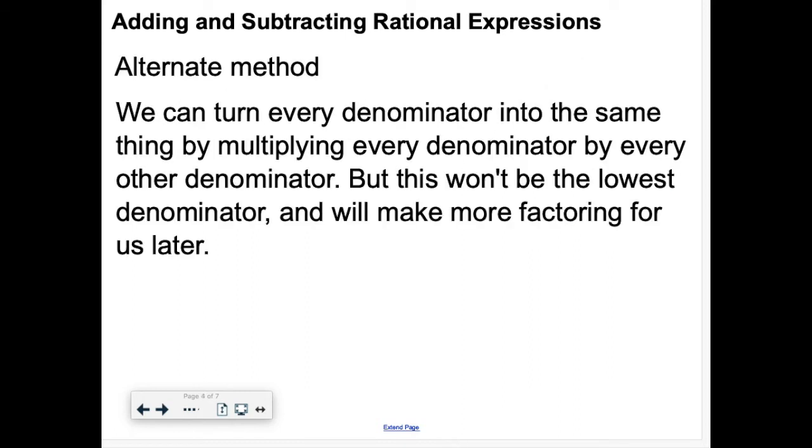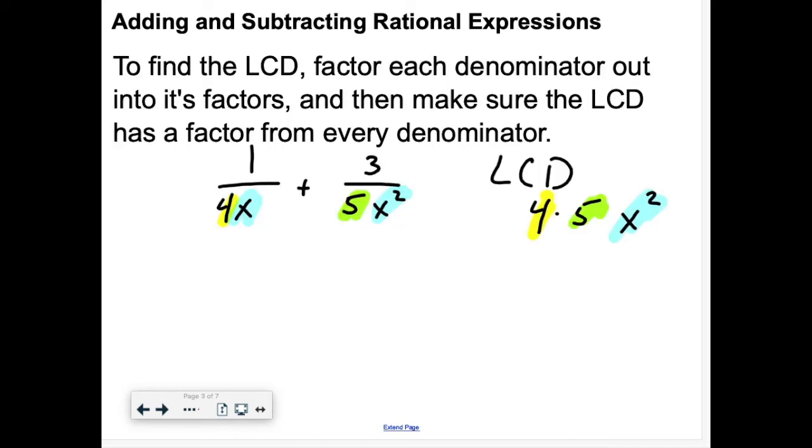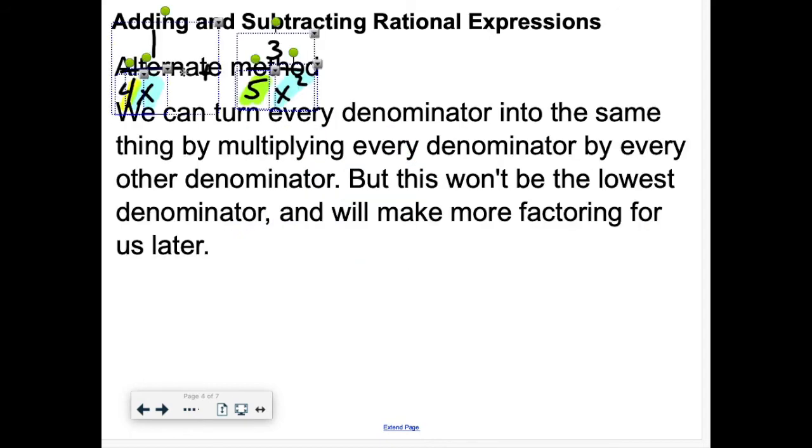Now, while it is true that the LCD is going to be the easiest, there is an alternate method. So if you're struggling with finding the LCD, you can totally do this one. You can just turn every denominator into the same denominator by multiplying every denominator by every other denominator. Okay? It won't be the lowest denominator, but it will mean more factoring for us later. And to give you an example of what that would look like, it would be this.